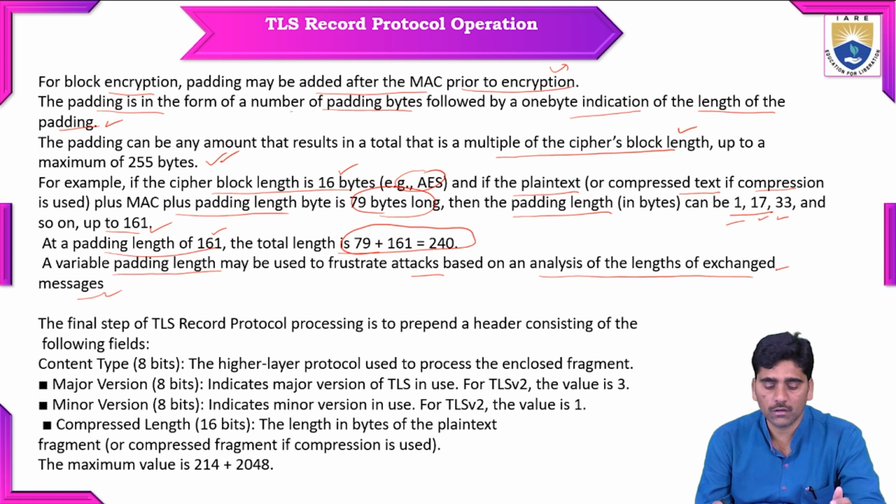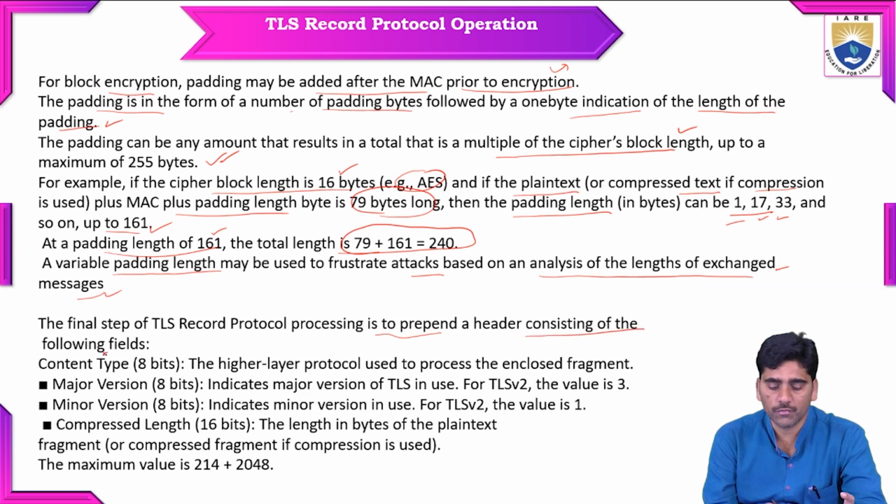After all that, the final step of TLS record protocol processing is to prepend a header consisting of the following fields. What are those? One is content type, 8 bits: the higher layer protocol used to process the enclosed fragment.